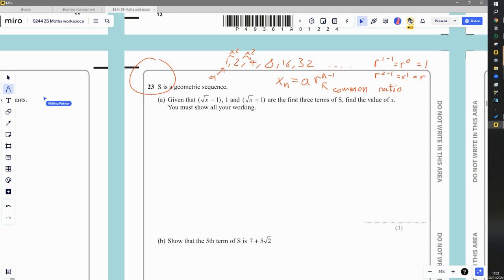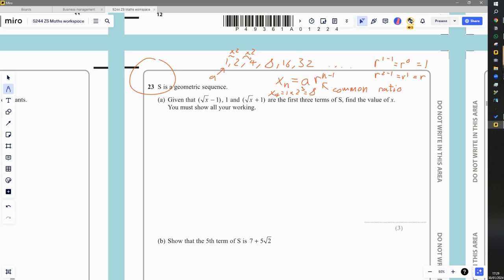We could go further and talk about how the rest of them work as well, but essentially this is the formula. So for example, if I wanted to work out the fourth term, x4, it's going to be 1, which is a, times r, which is 2 in this case, to the power of n minus 1, so 4 minus 1, which is 3. So 1 times 8, which is 8. So that's the formula. Now, let's look at this specific example.